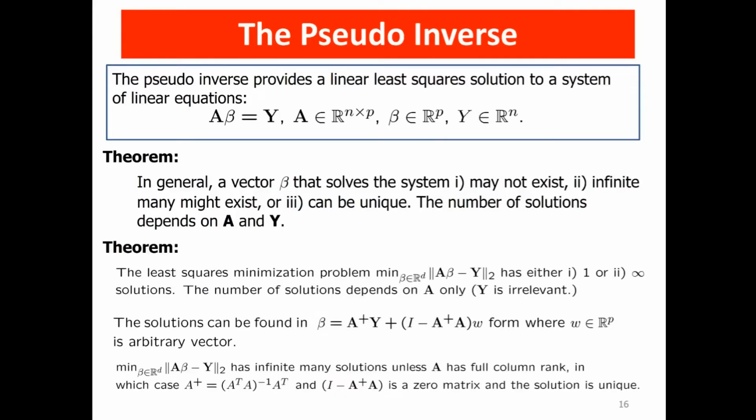The pseudo-inverse solves this problem in a least square sense, that is, the pseudo-inverse tries to minimize the norm of A times beta minus Y. This minimization problem can have either one or infinitely many global optimal solutions. The number of solutions depends only on A. Y is irrelevant in this case.